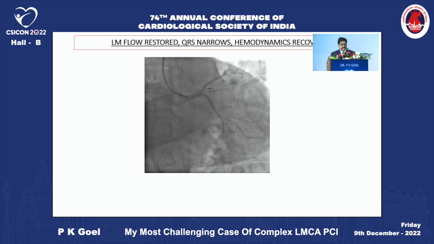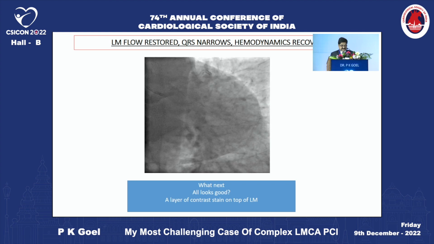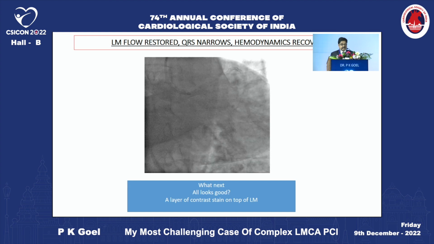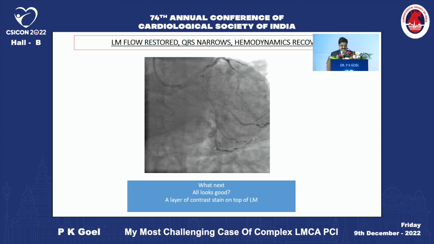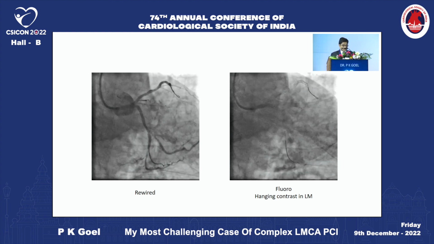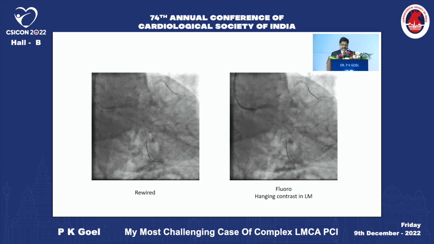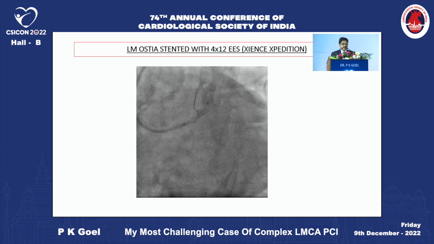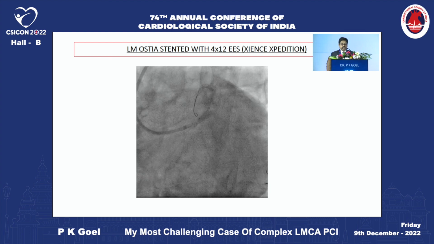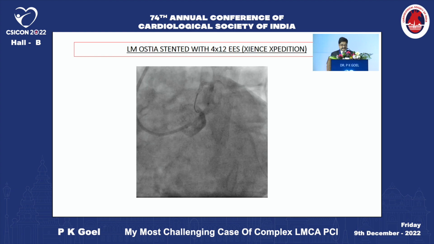So please see this angio carefully. What next? All looks good, but I see a layer of contrast on the superior surface of the left main. So I think something needs to be done. There is a dissection there maybe. So rewired. Fluoro now shows hanging contrast in the left main and the circumflex proximally. Left main ostia, because I thought it was all in the ostia, and immediately I stented the left main ostium with a 4 by 12 stent.